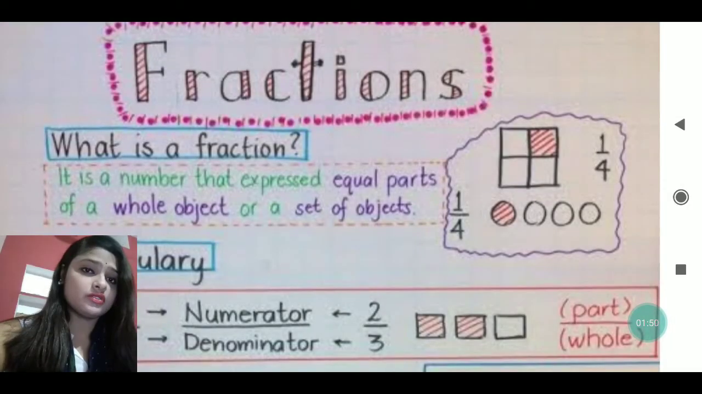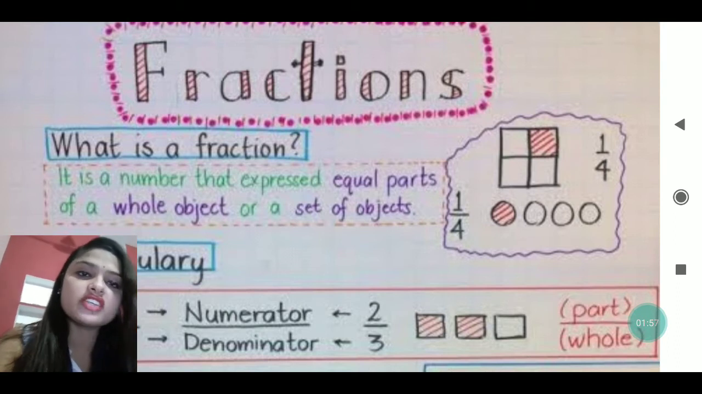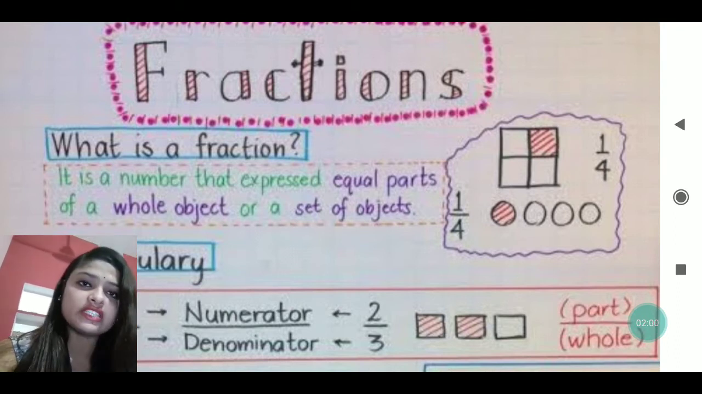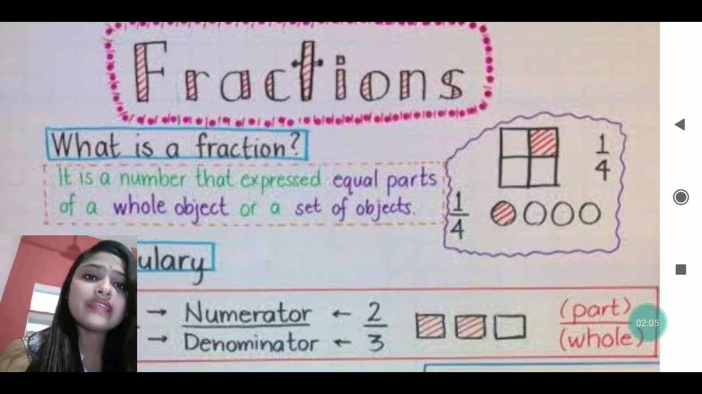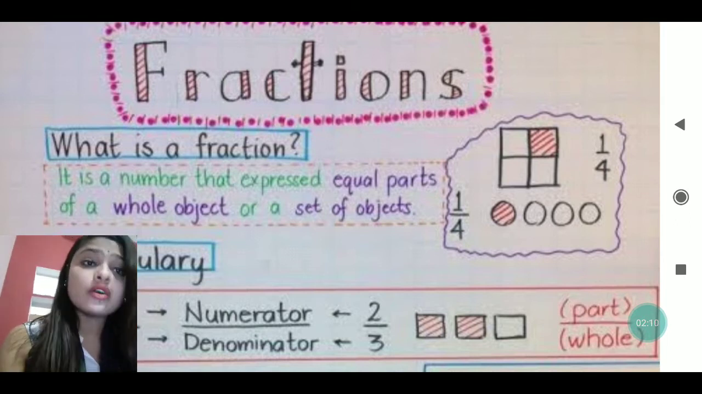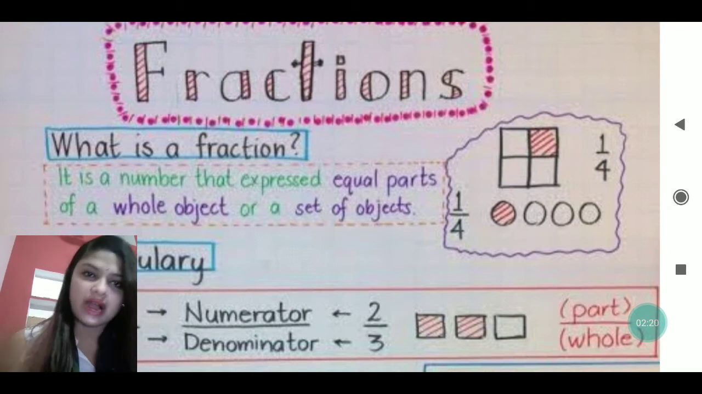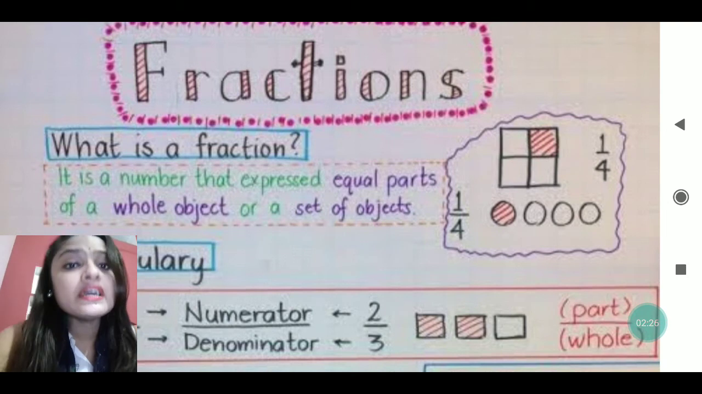So students, as you all are seeing the page which I have opened here, it is written fraction. And then what is written? The definition of fraction. What is the definition of fraction? It is a number that expresses equal parts of a whole object or a set of objects. The number that expresses the equal part, it can be of a whole object or of a set of objects, that is called the fraction. Fraction has two parts. First is the numerator and the second is the denominator.